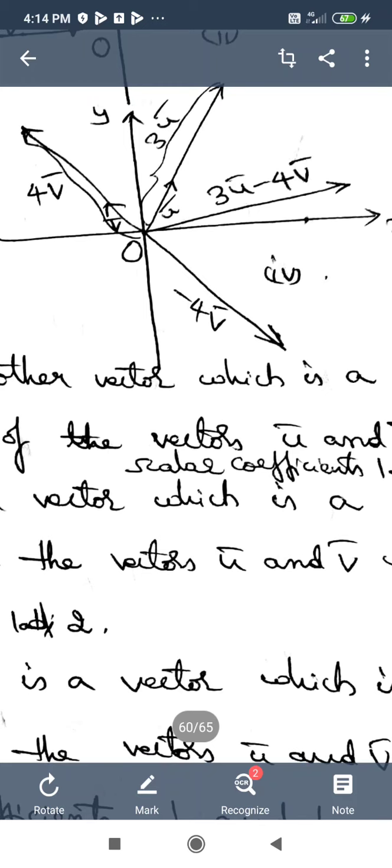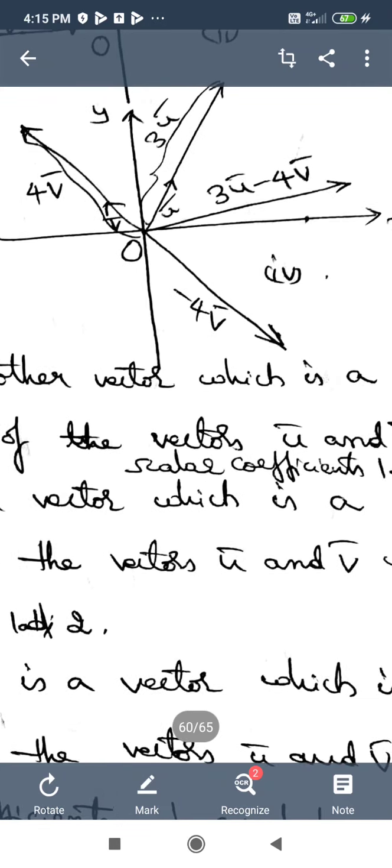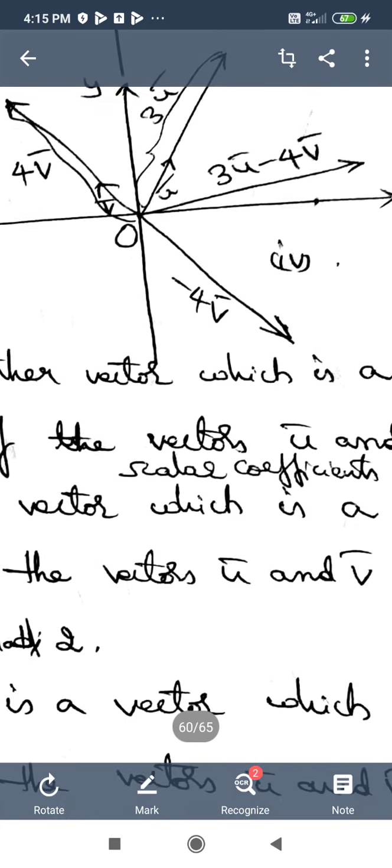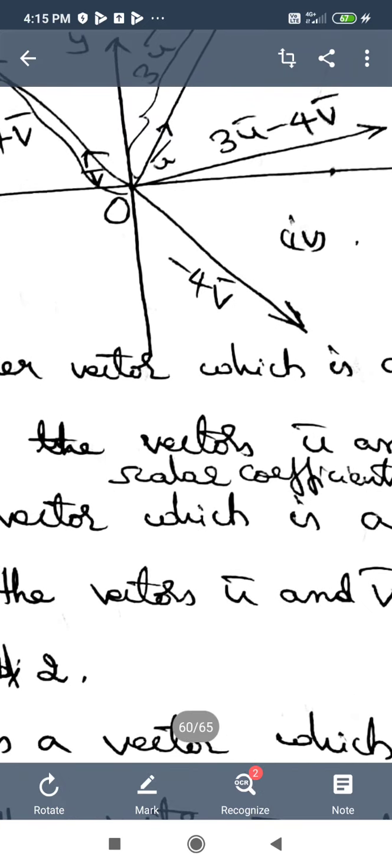So on the right hand side we have 3 u bar as the scalar multiple of u bar, and on the left hand side we can see the scalar multiple 4 times v bar, and the sum of these two vectors, in fact I should say it is 3 u bar plus minus of 4 v bar.